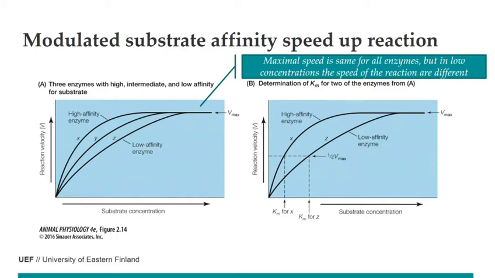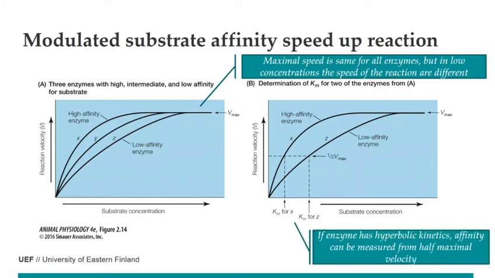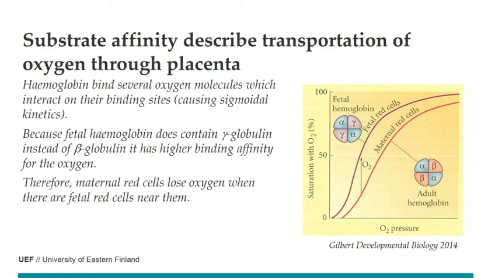And if they have hyperbolic kinetics, it can be very easily tested by using different substrate concentrations to see where the speed is half maximum. And then we can easily compare different enzymes or enzyme types. And even these kinds of consequences in animal physiology, like in transportation of oxygen through the placenta.